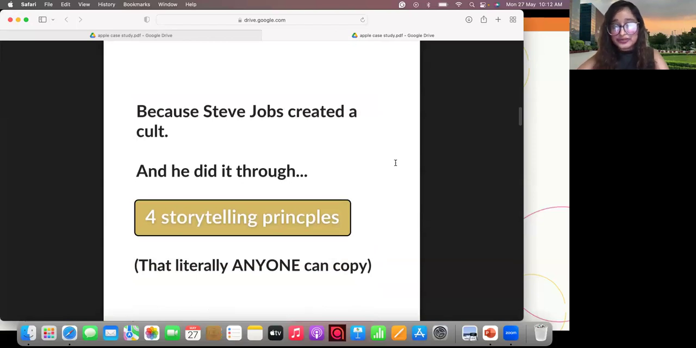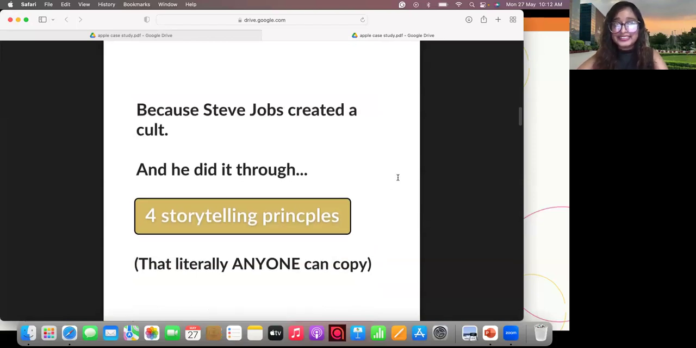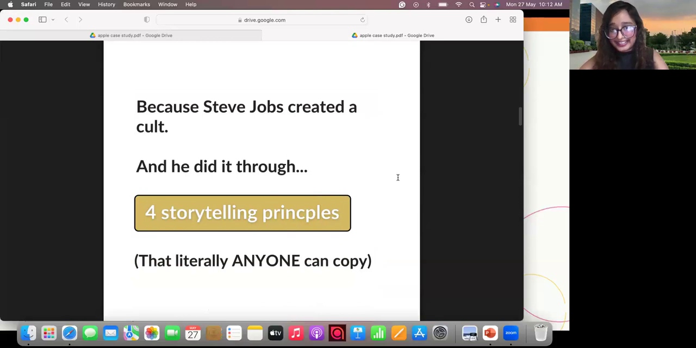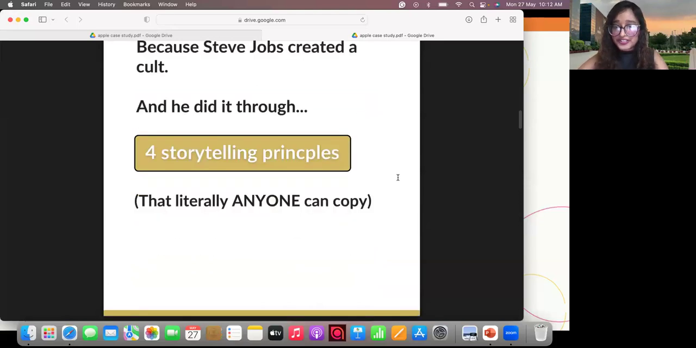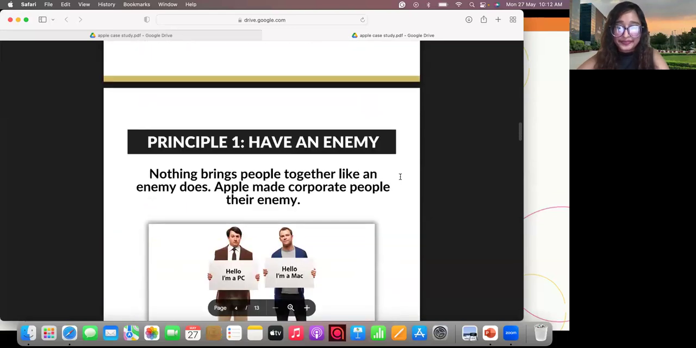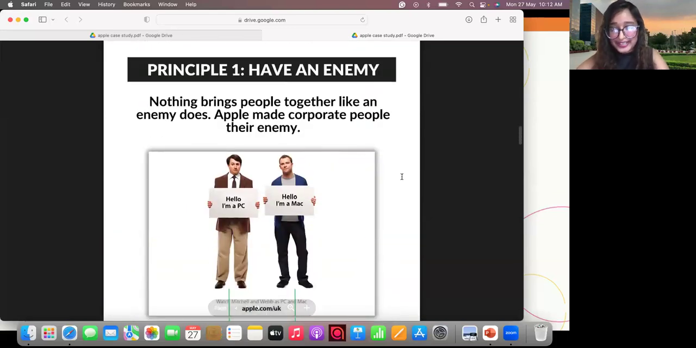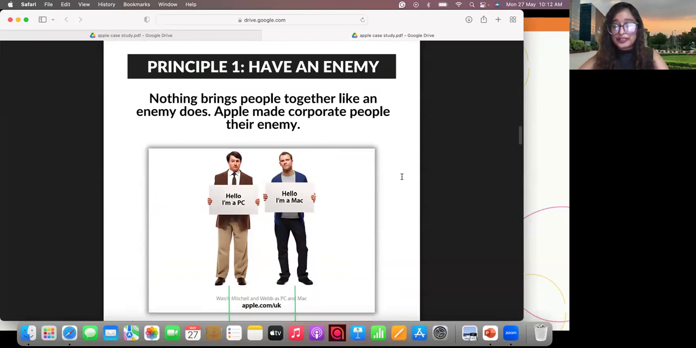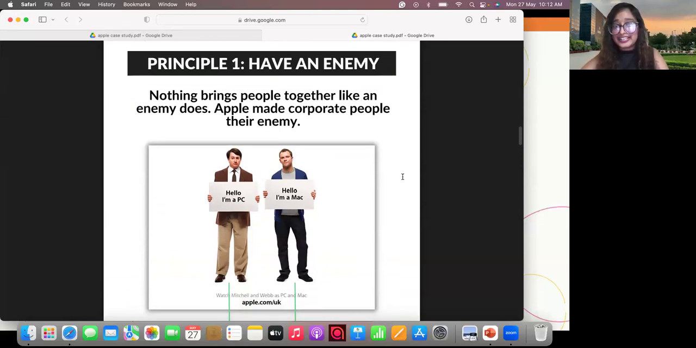Because Steve Jobs created a cult. A cult means that you follow somebody blindly. And he did it through four storytelling principles that you can use in branding. First, have an enemy. So if you know people get together more than what they're similar in, then what if they hate something together? So nothing brings people together like an enemy does.